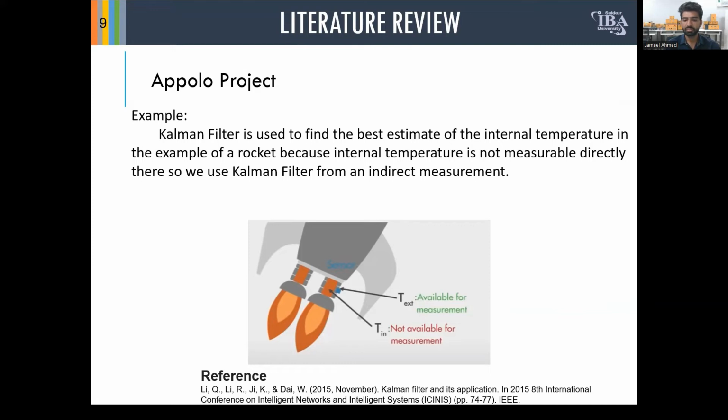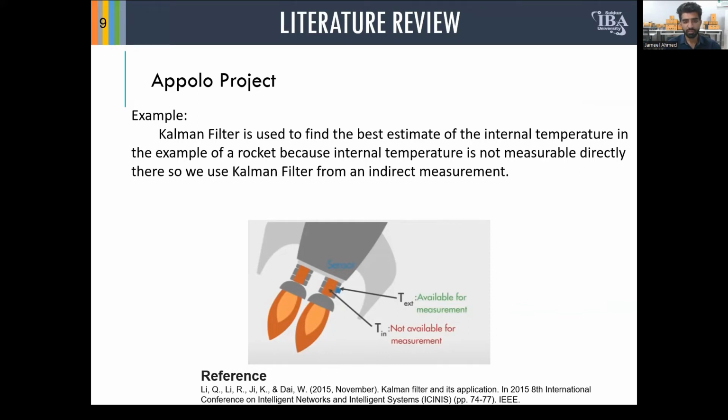Basically, there is a huge amount of heat. If we are going to place sensors over there, obviously those could melt. So we cannot measure the internal temperature. That's why T in is not available for measurement. But here is another option. We can measure the external temperature of this rocket.